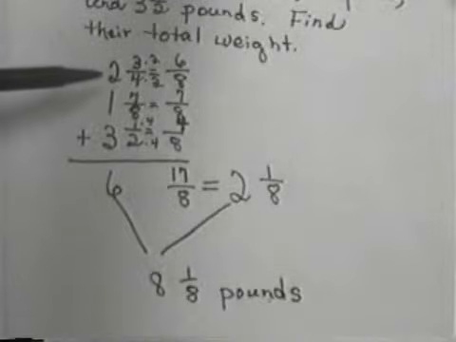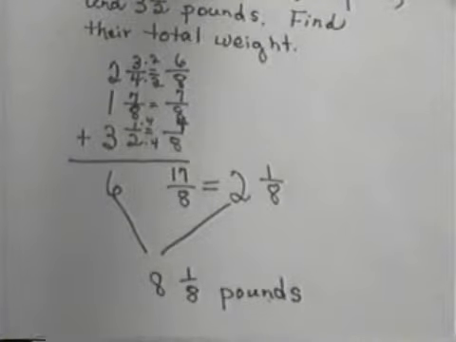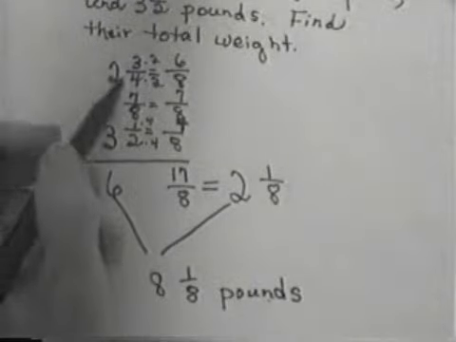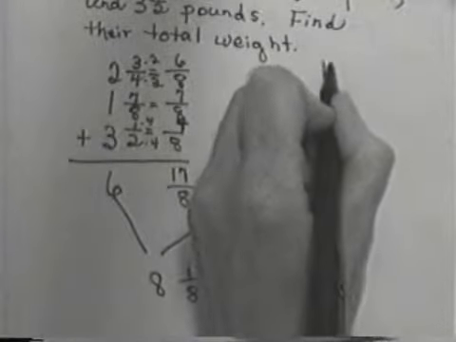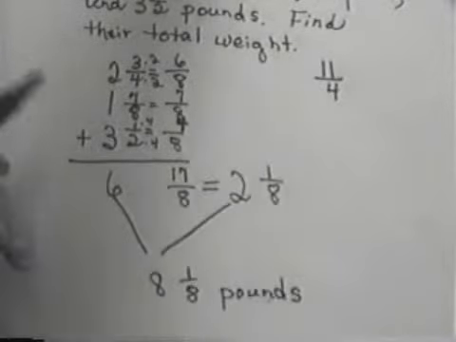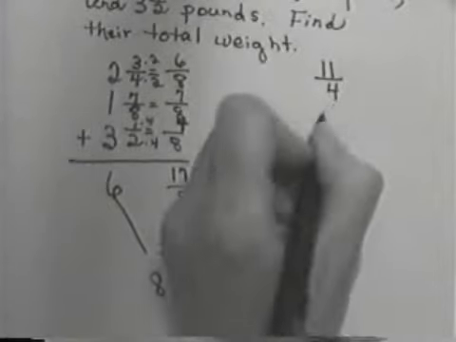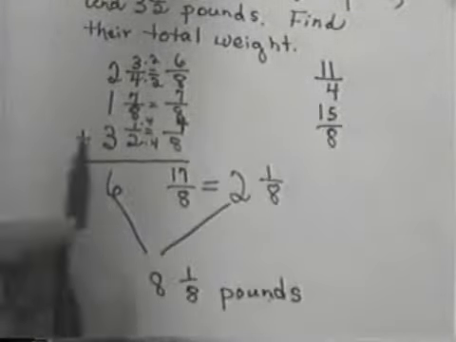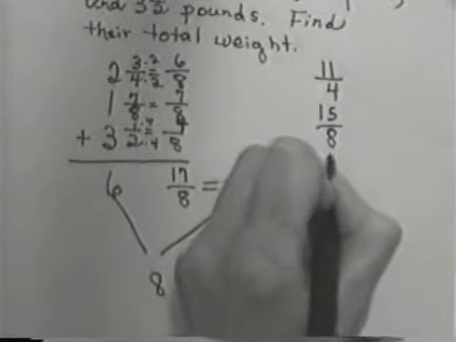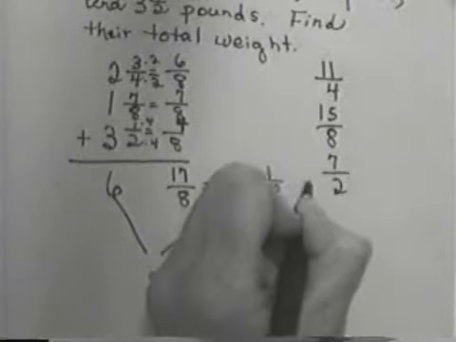If you don't like this technique for adding, remember, make them improper fractions and add up your improper fractions. That would work too. What we'd have, let's just go back and make the improper fractions. 2 3/4 would become 11/4. 1 7/8 would become 15/8. And 3 1/2 would become 7/2.